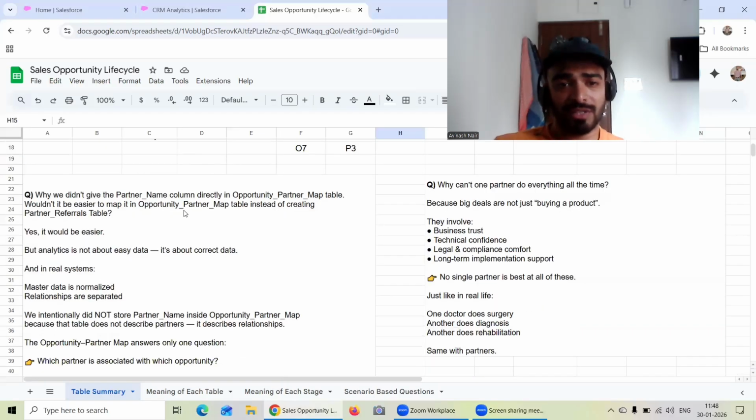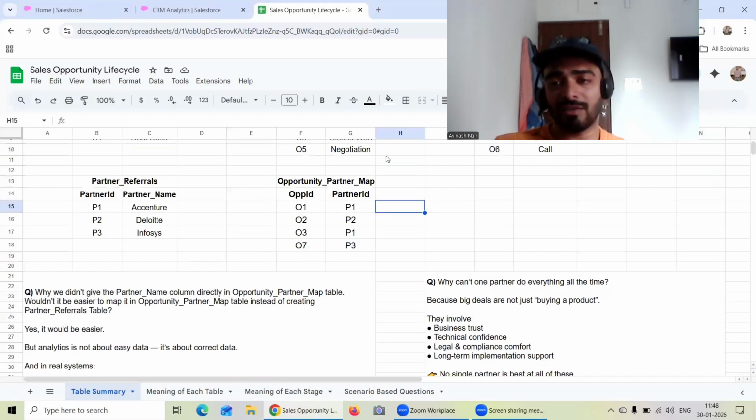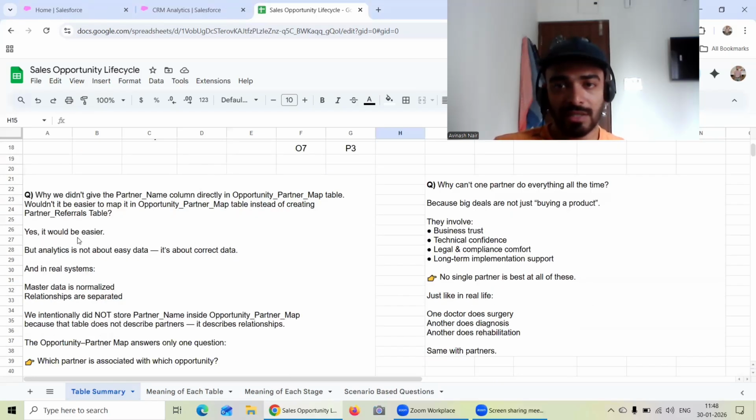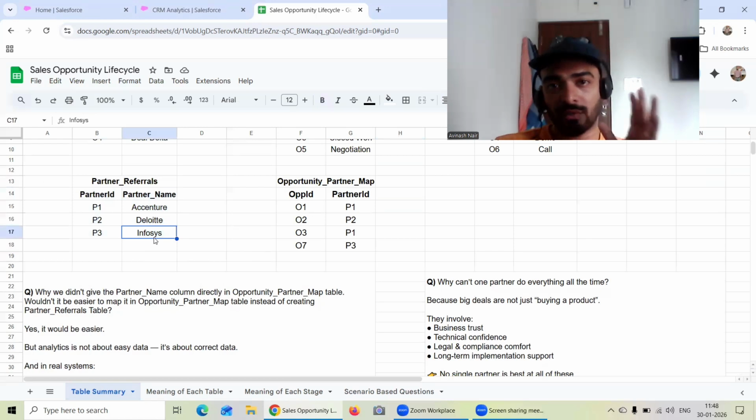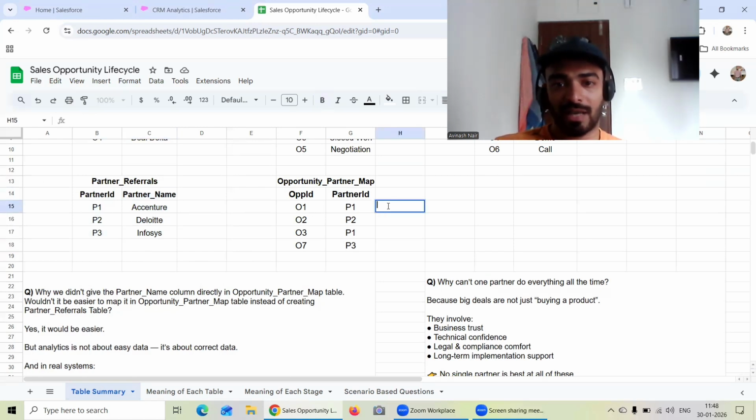Now, the answer is, because we are creating one extra table for that, right? Why was there a necessity? Definitely, if I had mapped it, it would have been easier. But it's not about easy data; it's about correct data. For example, this data points out the number of clients I have specifically. Now, had I mapped, let's say, Accenture, Deloitte, Infosys, and again Accenture, Deloitte, Accenture, and again Infosys, then I'm not getting the exact count of partners. Got my point? And that is very much essential when you're working in a real-time project.